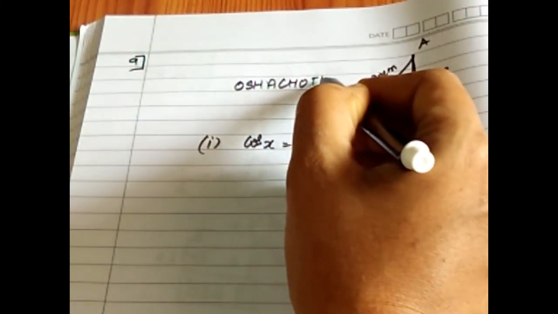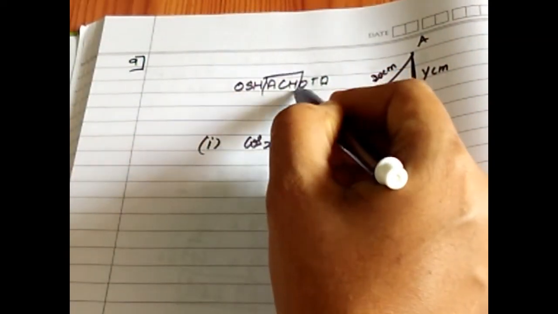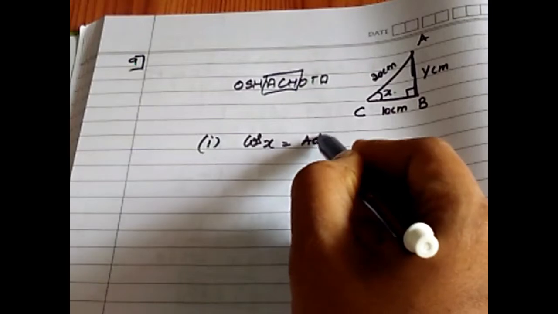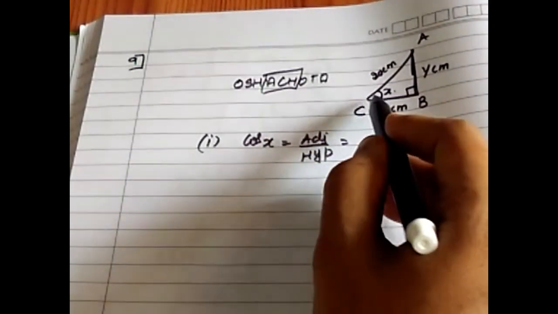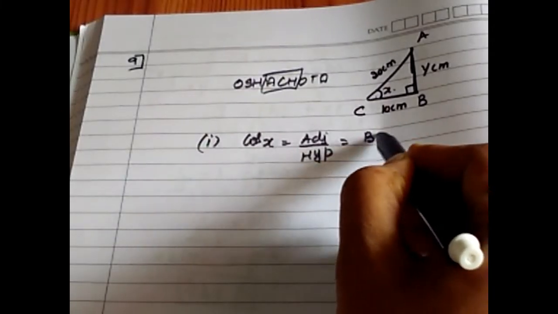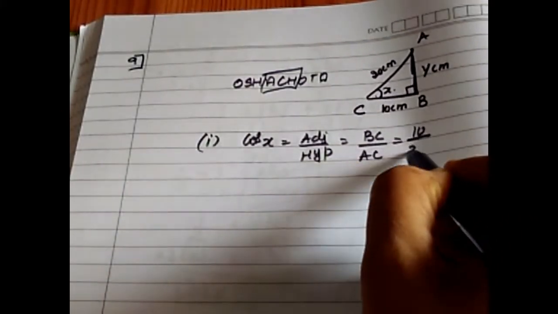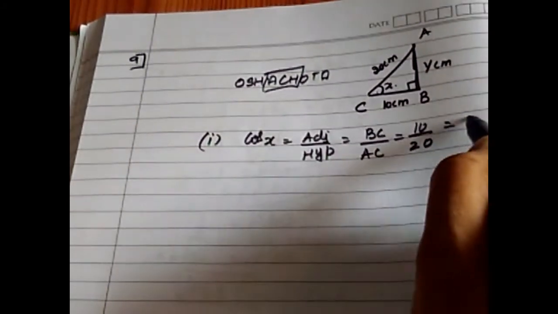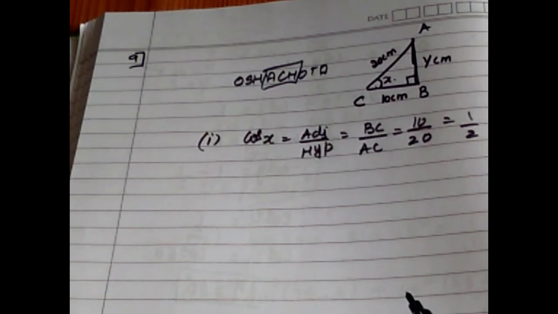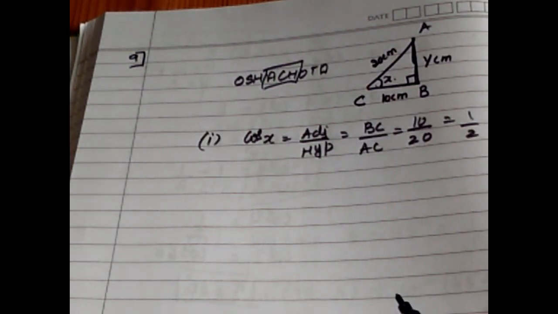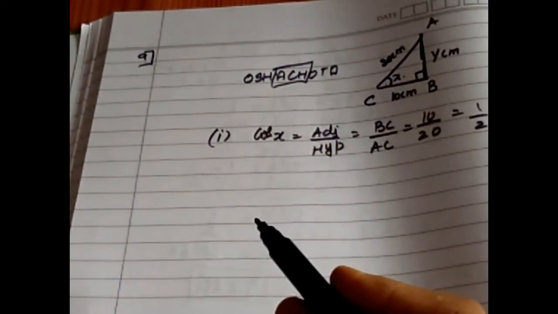See how we read it. Osha Chota: what is cos? Cos is adjacent by hypotenuse. So from the diagram, the adjacent side is BC, the hypotenuse is AC, the BC value is 10, the AC value is 20, hence the cos x value is equal to 1 by 2. So the first sub question is solved very easily: cos x is 1 by 2.